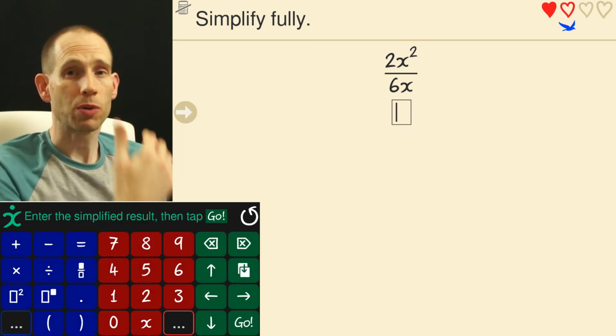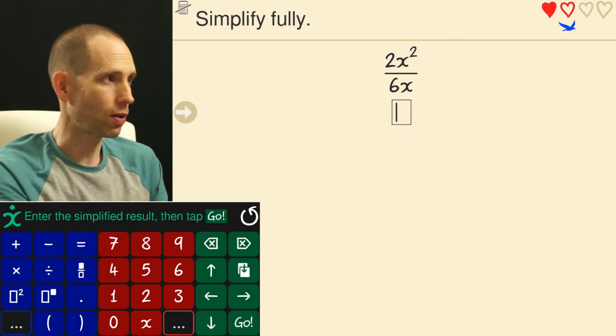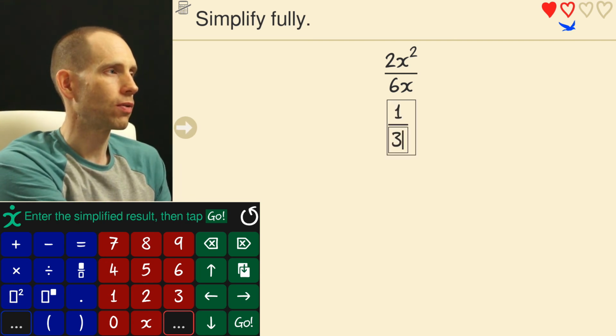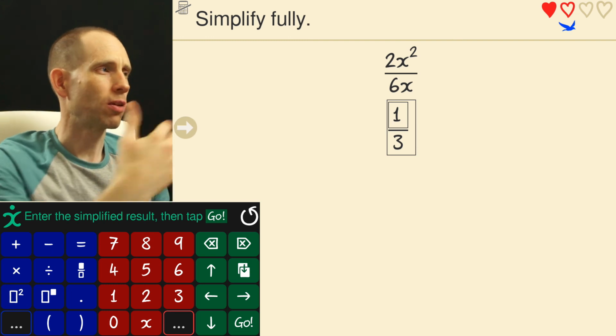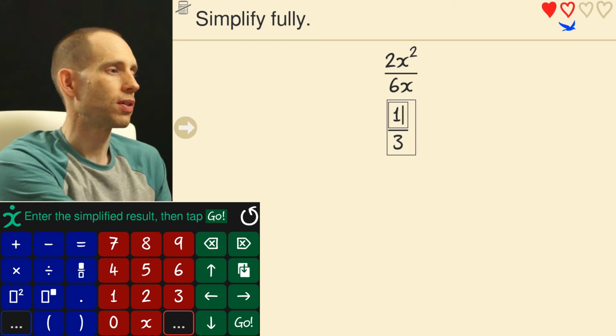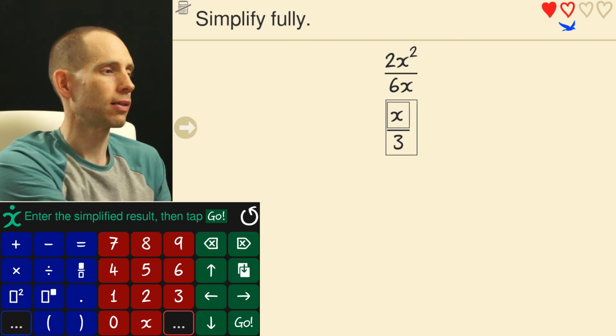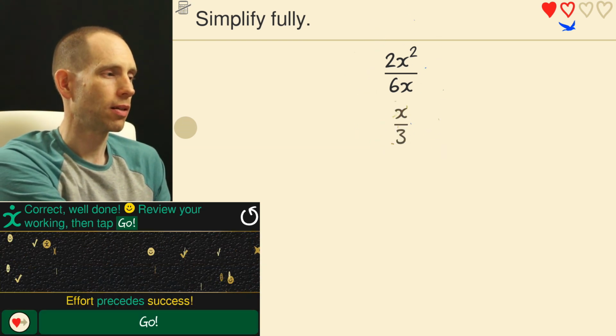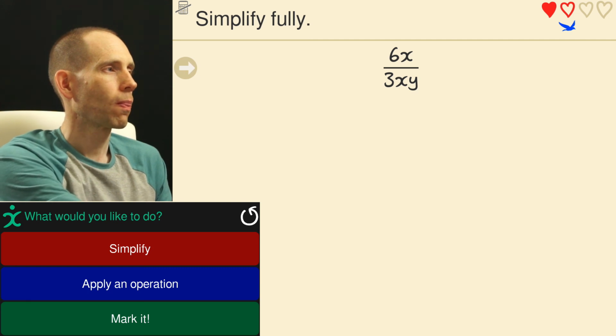So 2 divided by 6 will cancel down to 1 divided by 3, and x squared divided by x. So let's put in the 1 over 3. And then x squared divided by x is going to leave an x on the top. So 1 times x is actually just x. So x over 3. Okay, and you might be able to see that progress button's a little bit bigger now.